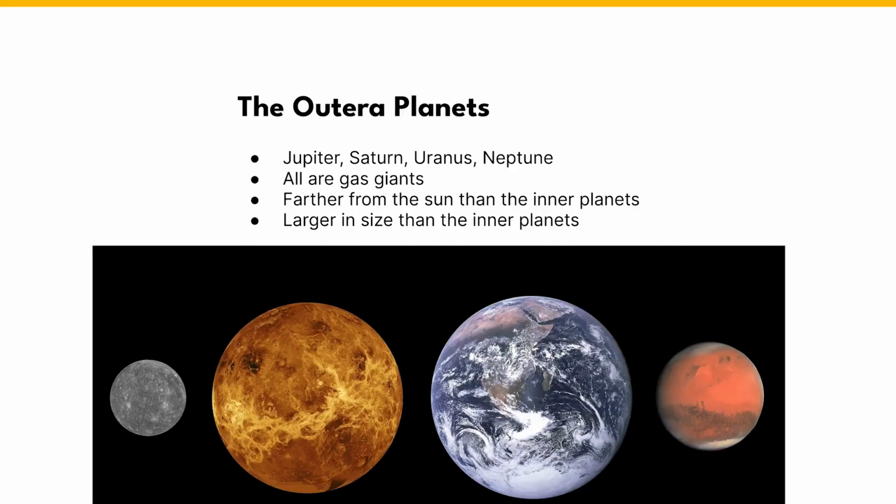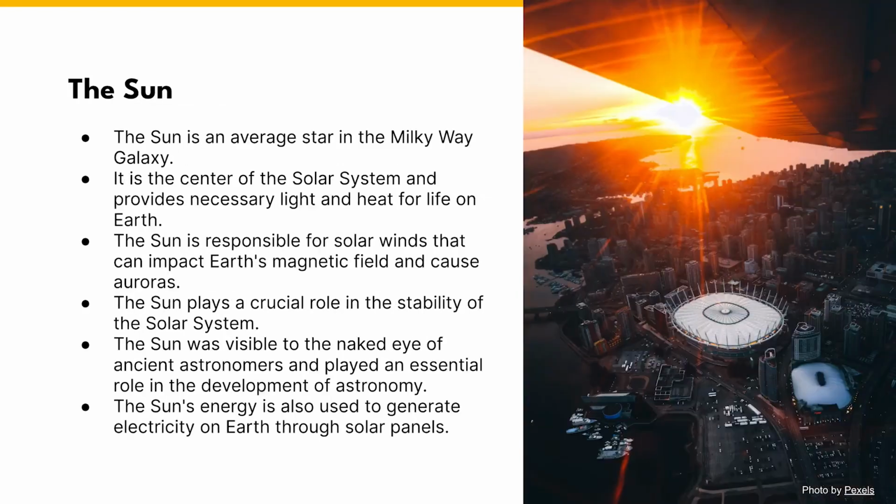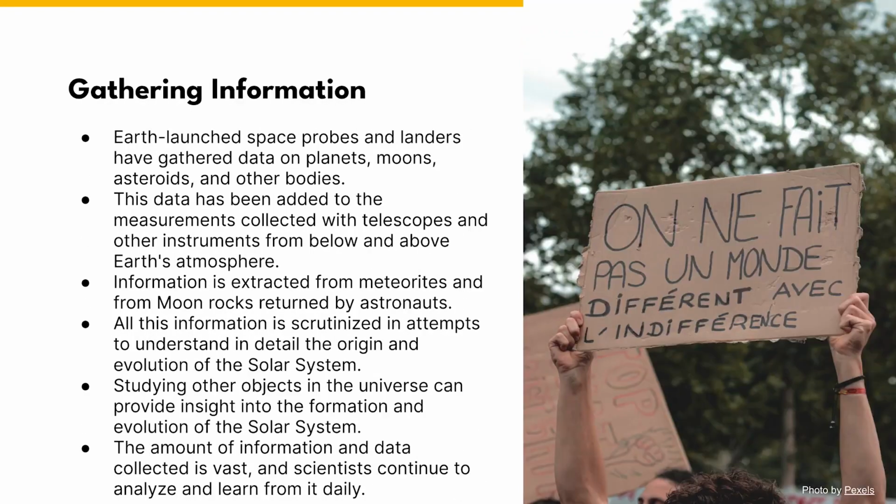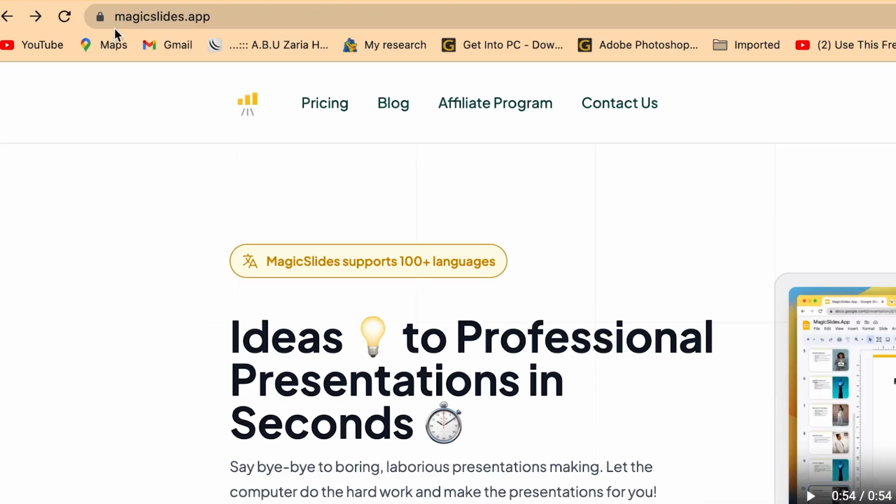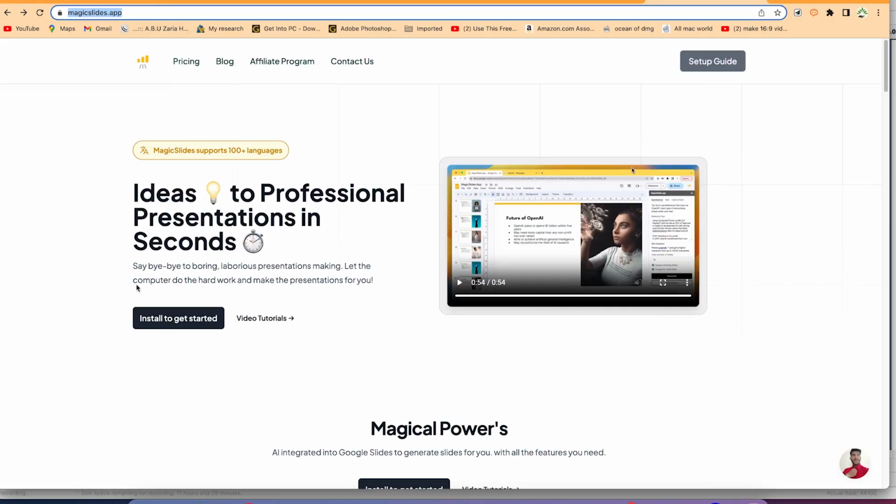Now the slides you have seen were created completely by an AI, and to create similar slides, all you need is to come to your browser and type magicslides.app. Magicslides.app is going to bring you over here. Ideas to presentations in seconds. So within seconds, you will be able to create stunning presentations for yourself.